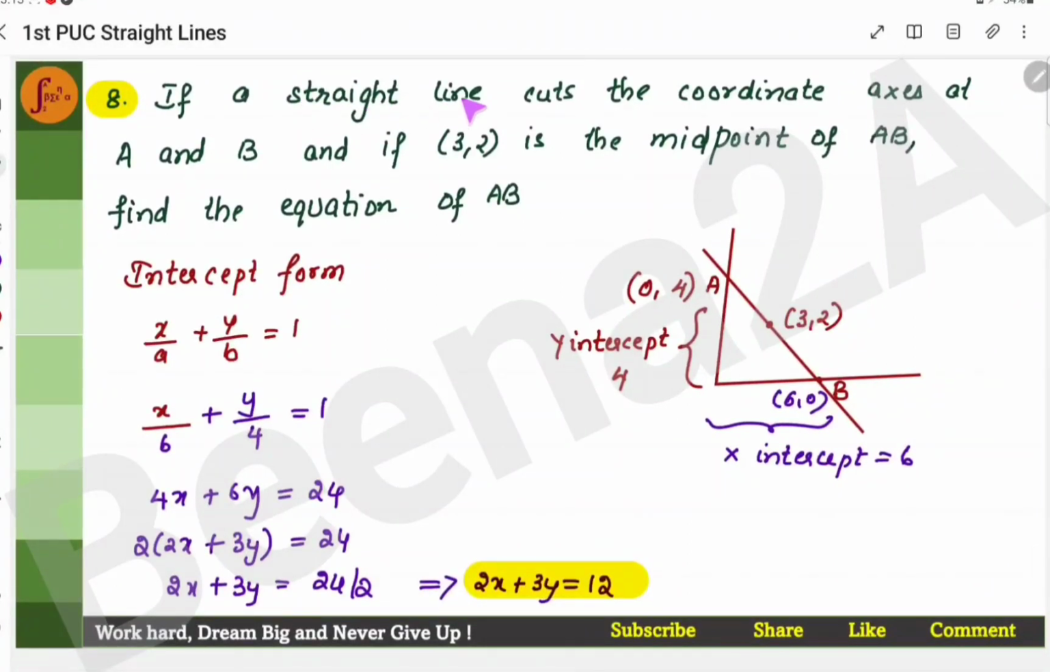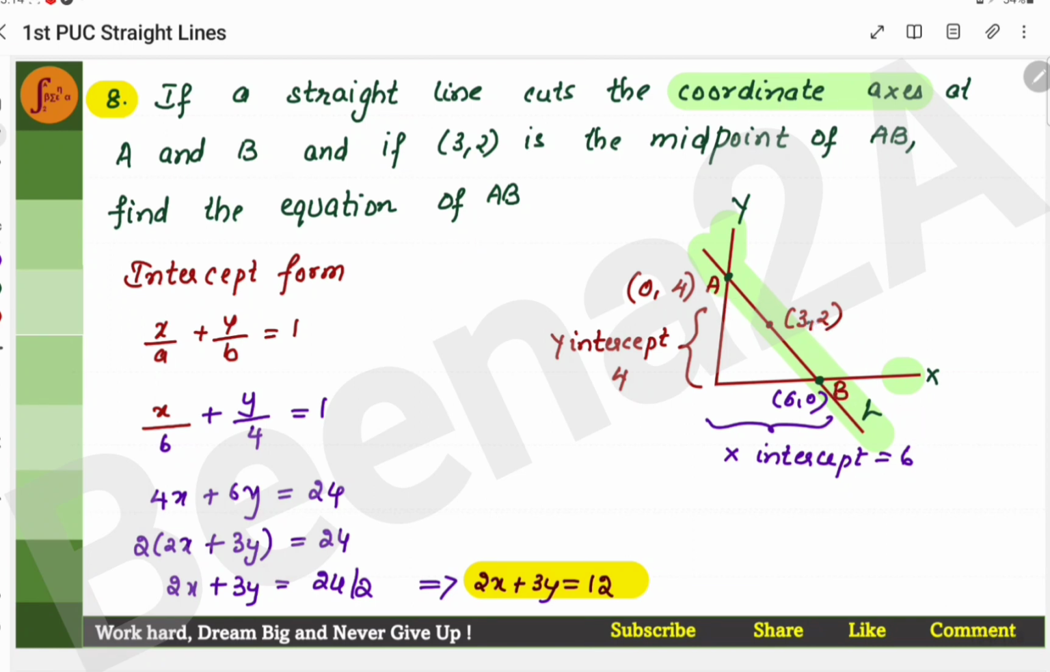Now, next one. If a straight line cuts the coordinate axes, meaning the x-axis and y-axis. So there is a straight line, right? Let's call this L. This straight line cuts both coordinate axes, y-axis and x-axis, at A and B. This is where it is cutting the axes, right? And there is a point 3 comma 2, which is the midpoint of this line AB. Find the equation of this AB now.